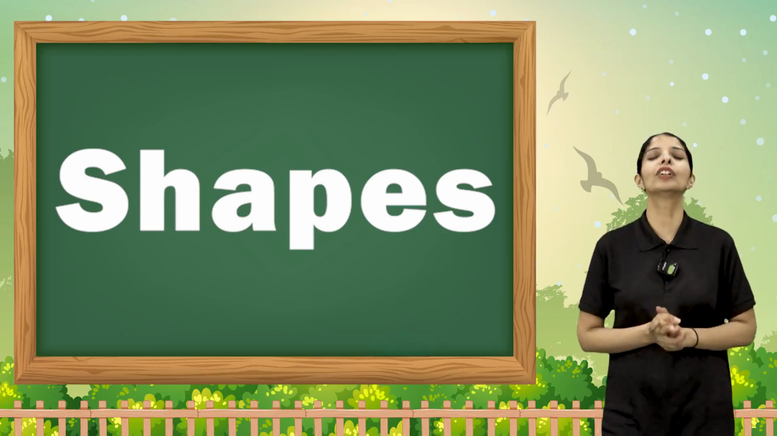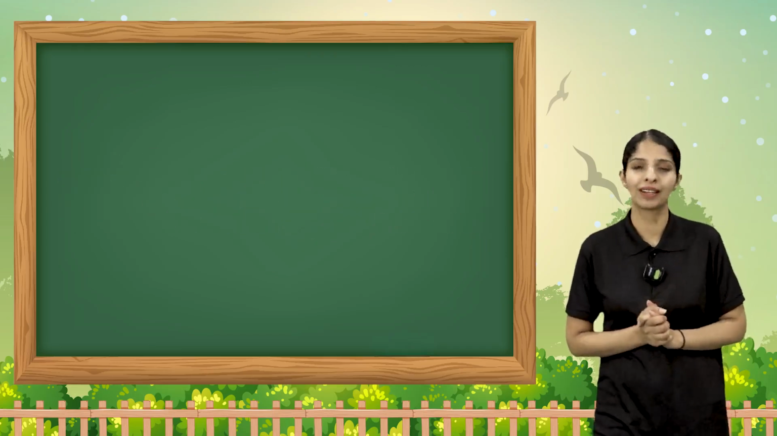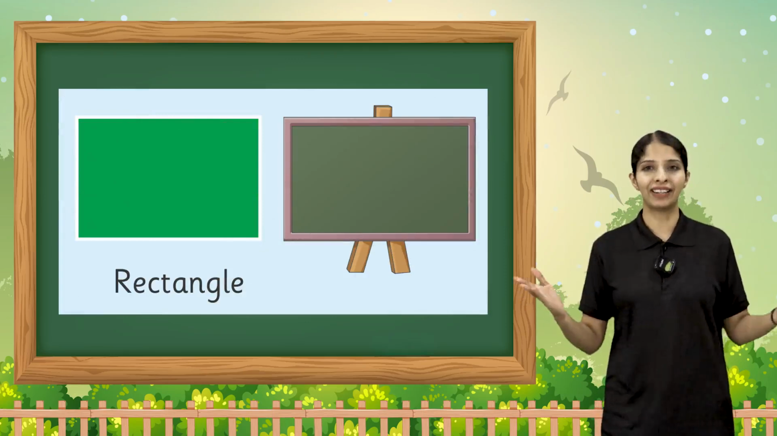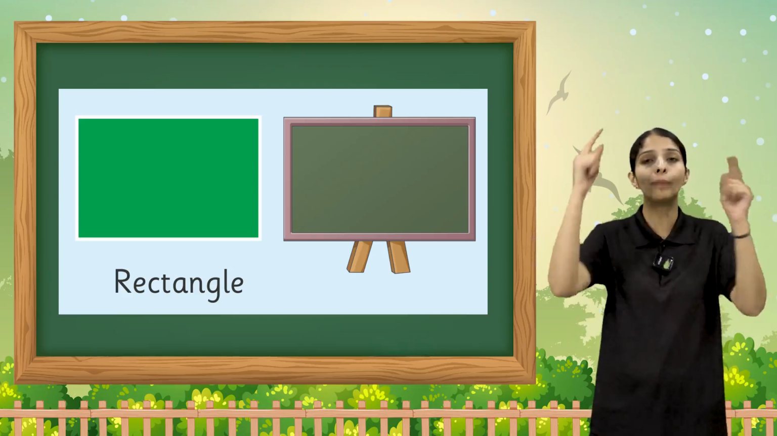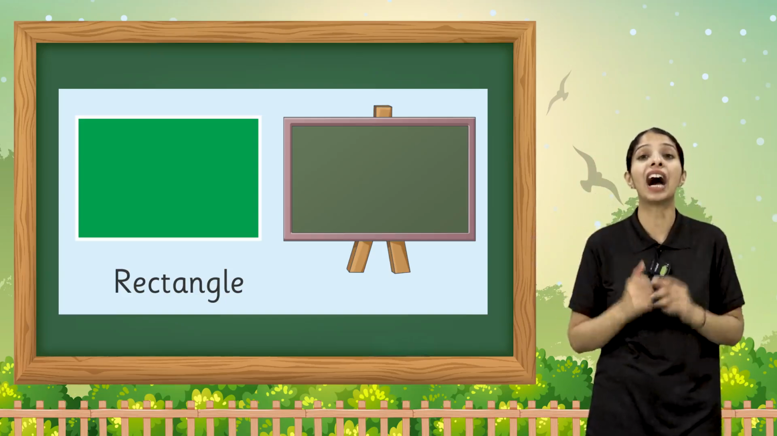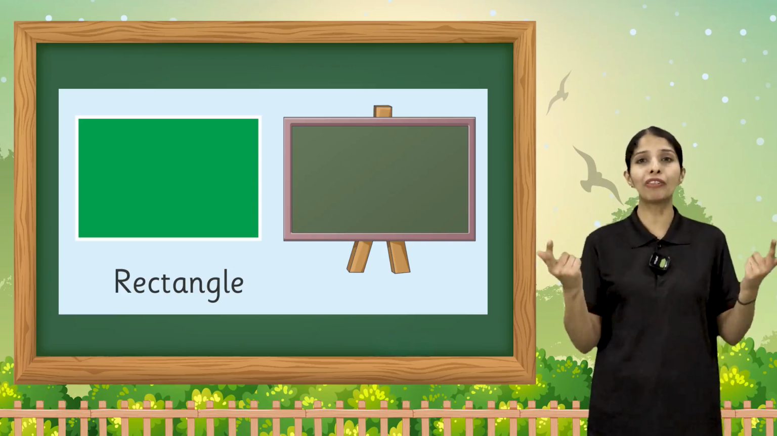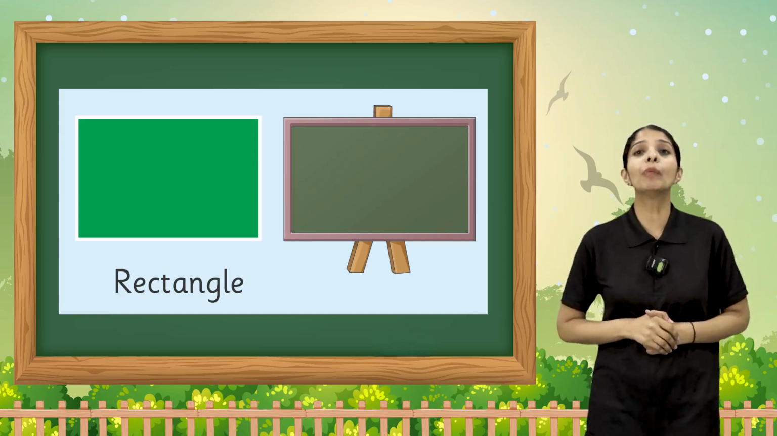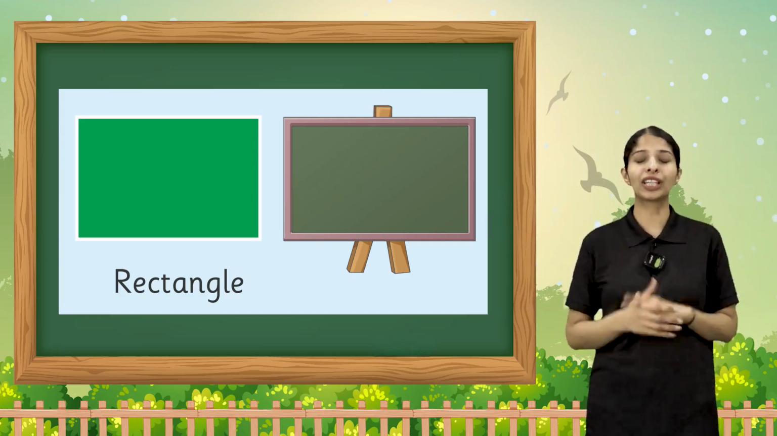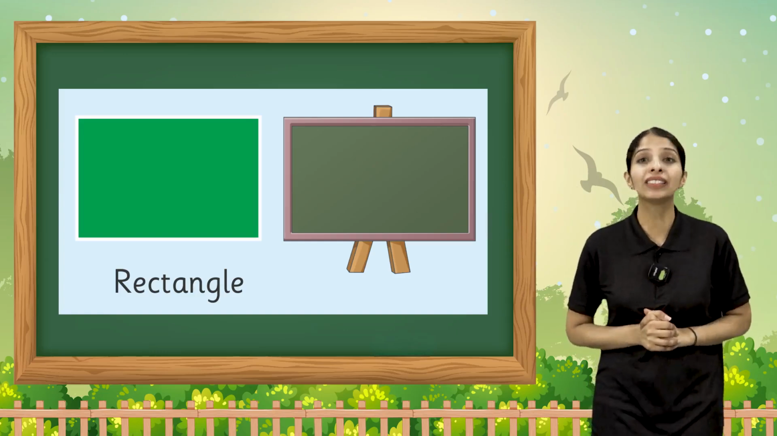Today in this session, we'll talk about some shapes. So the first shape is rectangle. Rectangle, it has 4 sides. The 2 opposite sides of a rectangle are equal. Now, can you give me a few examples of rectangle? Can you remember that? The shape of the blackboard in your class, it is rectangle.